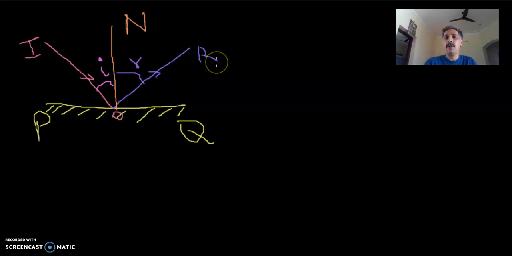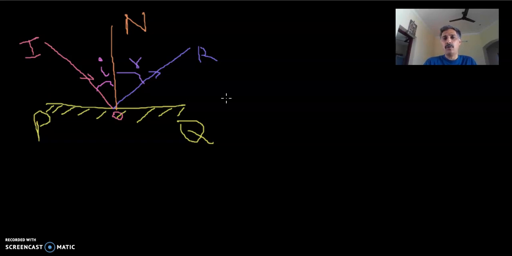So OR is the reflected ray, and the angle between the incident ray and the normal is called the angle of incidence, and the angle between the reflected ray and the normal is called the angle of reflection, right? So there are laws of reflection to explain this phenomenon.